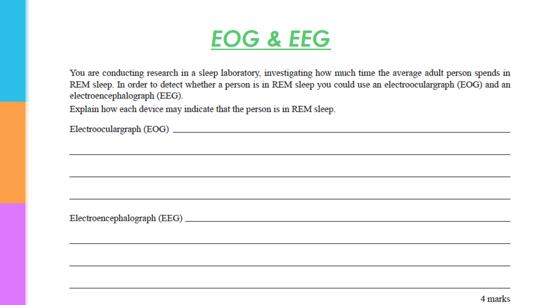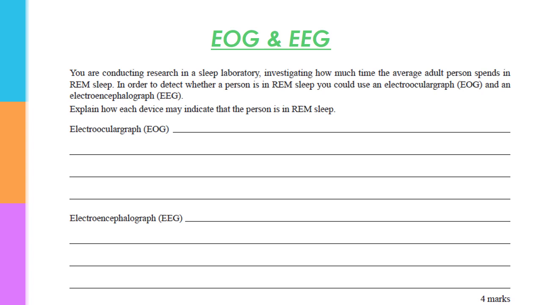You were conducting research in the sleep lab investigating how much time the average person spends in REM sleep. In order to detect whether a person is in REM sleep, you could use electrooculograph and electroencephalograph. Explain how each device may indicate the person is in REM sleep. So this is 4 marks.